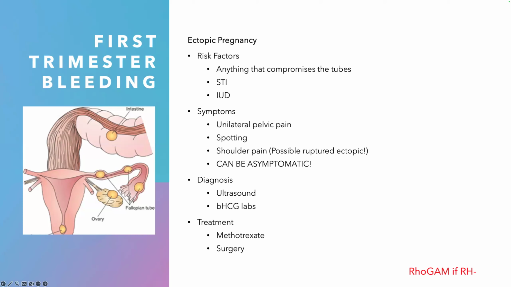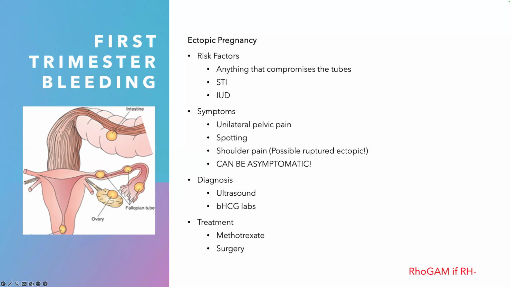Okay, ectopic pregnancy. So we've talked about this in the past. This is when implantation occurs outside of the uterus. And so risk factors, anything that compromises the tubes. So typically what happens is this is where the sperm and the egg meet and they fertilize and they actually implant most often into the tubes, but we've talked about this can occur anywhere.